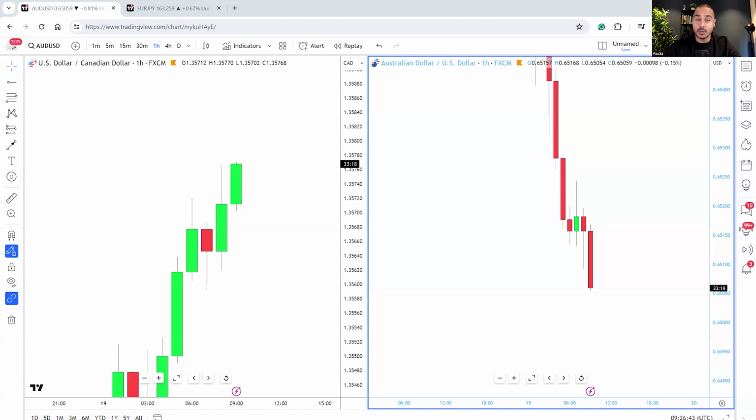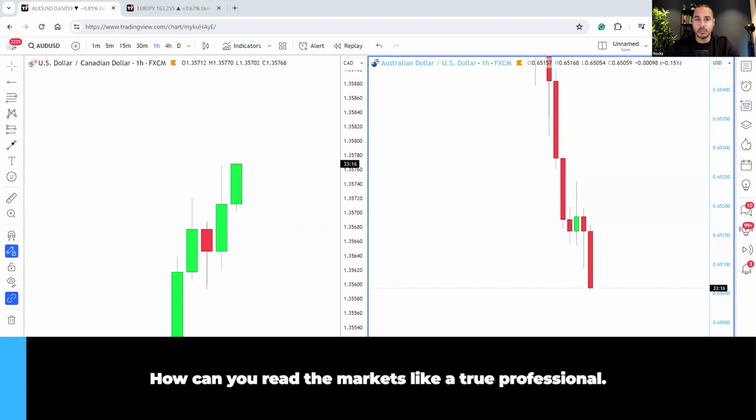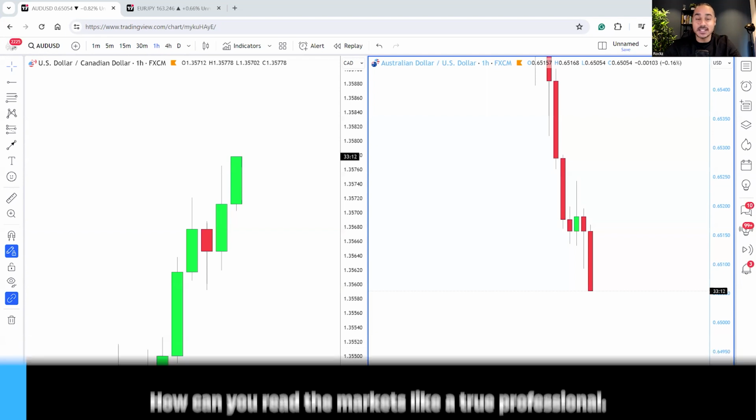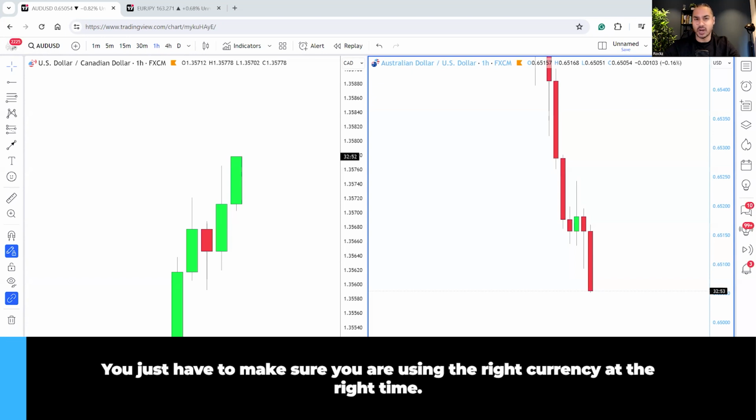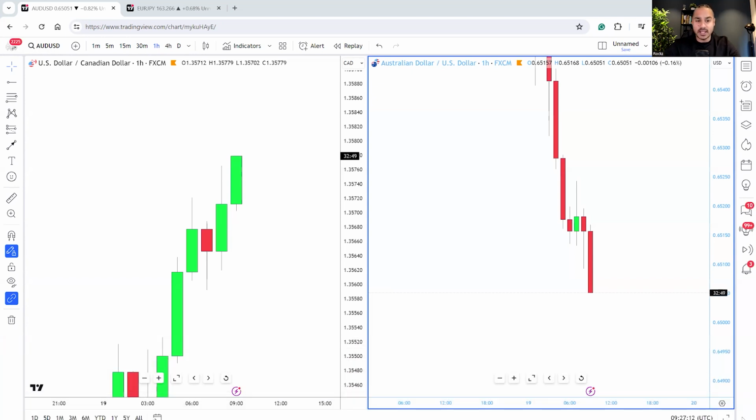So in today's lesson, I want to share with you how you can read the markets like a true professional, if that even exists, but just really understanding currency strength and weakness. I'm going to share with you two examples using two correlating pairs on two occasions. So technically it'll be four examples, but you'll really see how to put this together. And this works on all Forex pairs, but you just have to make sure you're using the right currency at the right time. So let's dive straight in and take a look at this.